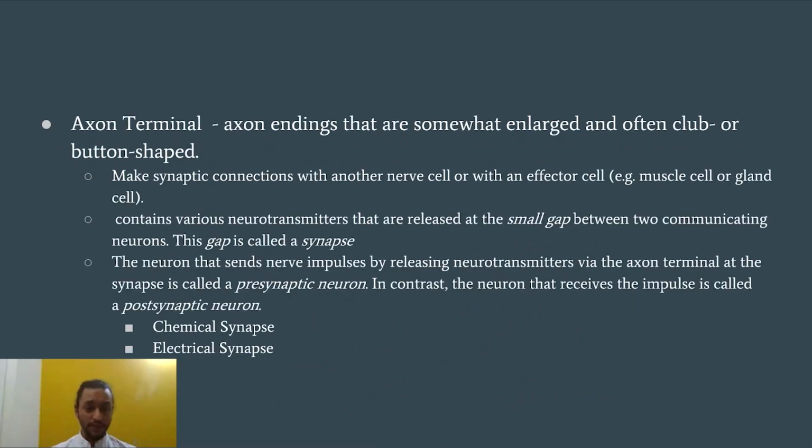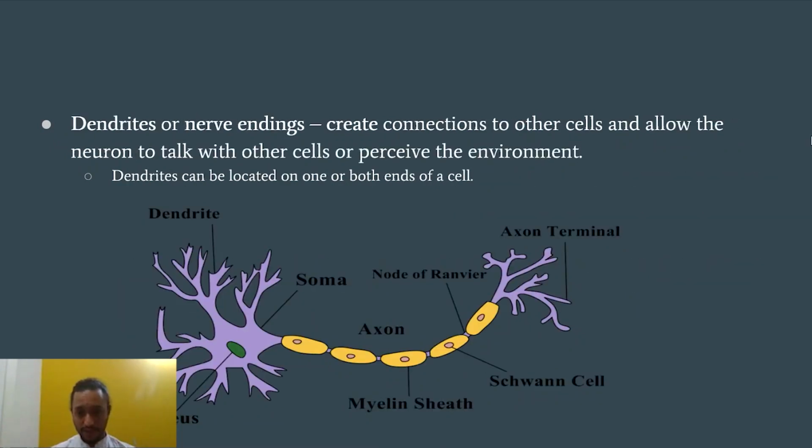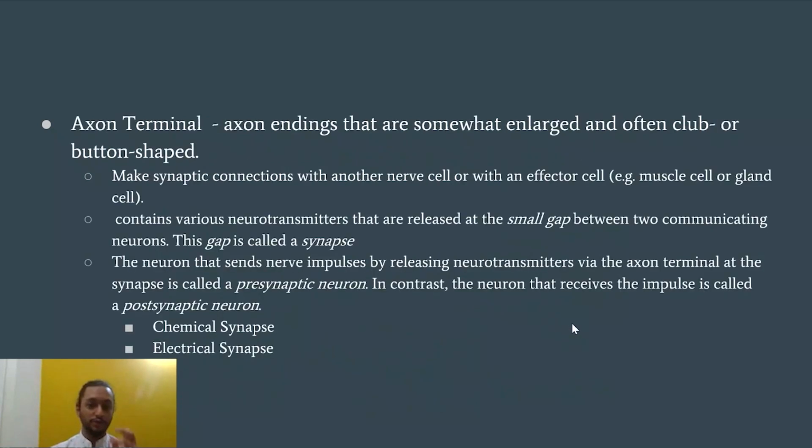The axon terminal, which is this part, that is the end of the neuron, right? This is where the neurotransmitters are held, right? It's somewhat enlarged and it looks like a golf club.